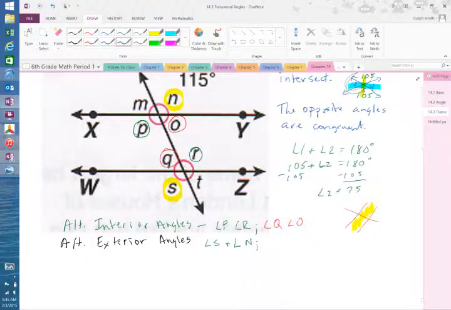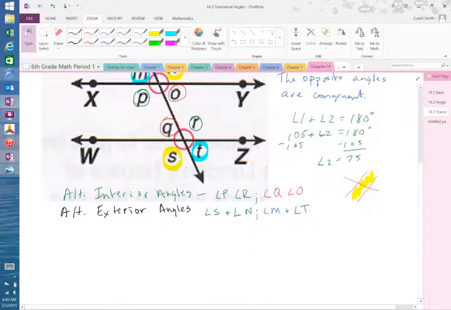So having those two, what are the other pair, Emily? Yes, angle M and angle T. Good. So angle M and angle T is the other pair of alternate exterior angles. Okay? Now, a little information here.